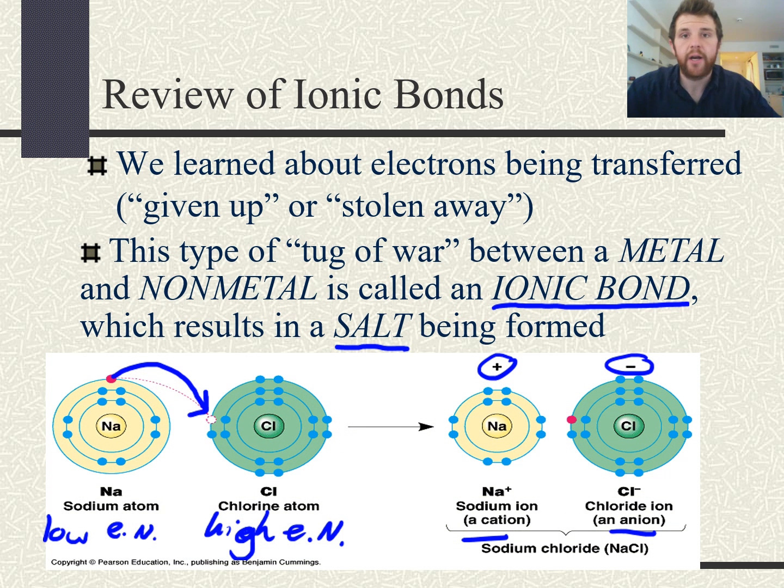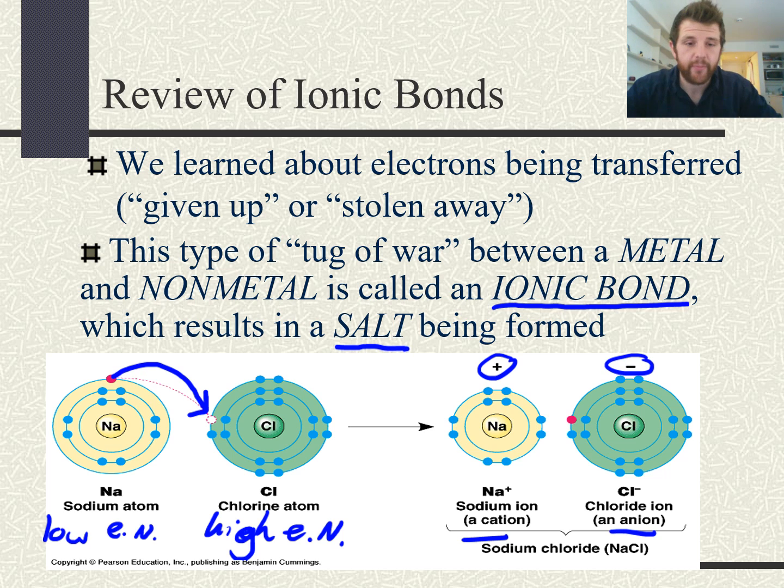Okay, so ionic bonds, we talked about this a little bit. Remember that electrons in an ionic bond are transferred. They're either given up or taken away. This type of tug of war, I guess you could call it, is between a metal and a non-metal, and it's called an ionic bond, and it forms a salt.